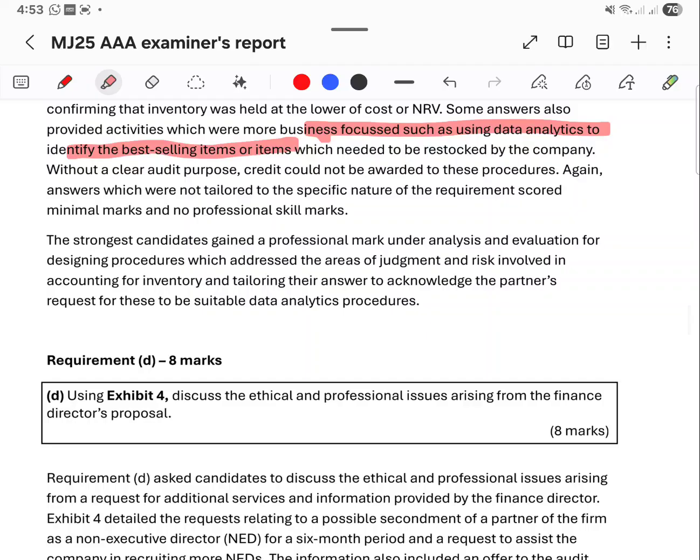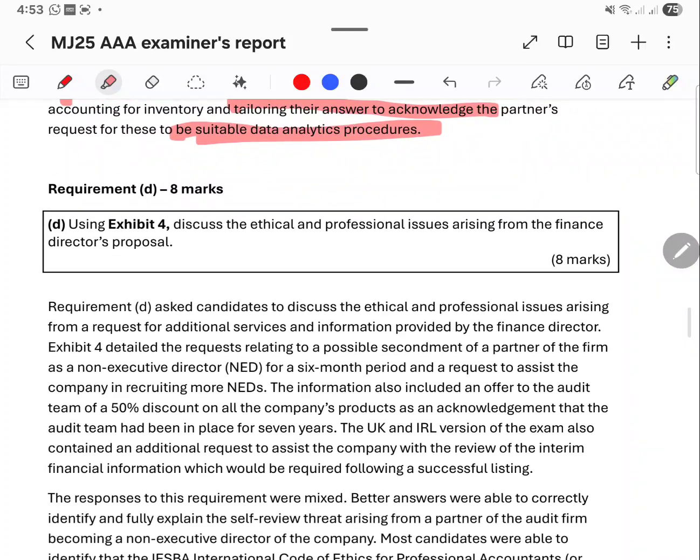The strongest candidates gained professional marks under data analytics evaluation for designing procedures which address the area of judgment and risk involved in the accounting for inventory, tailoring their answers to acknowledge the partner's request for suitable data analytics procedures. 8 marks for the last requirement.